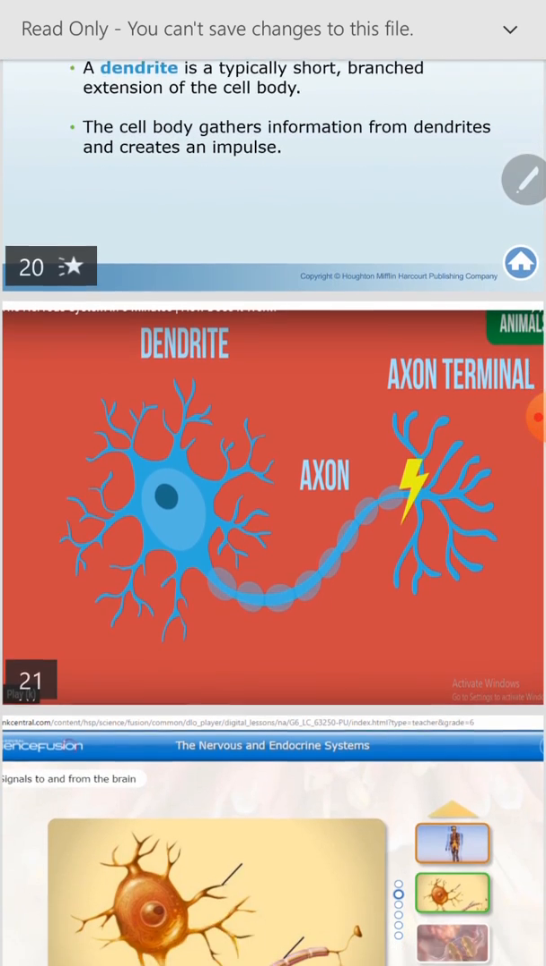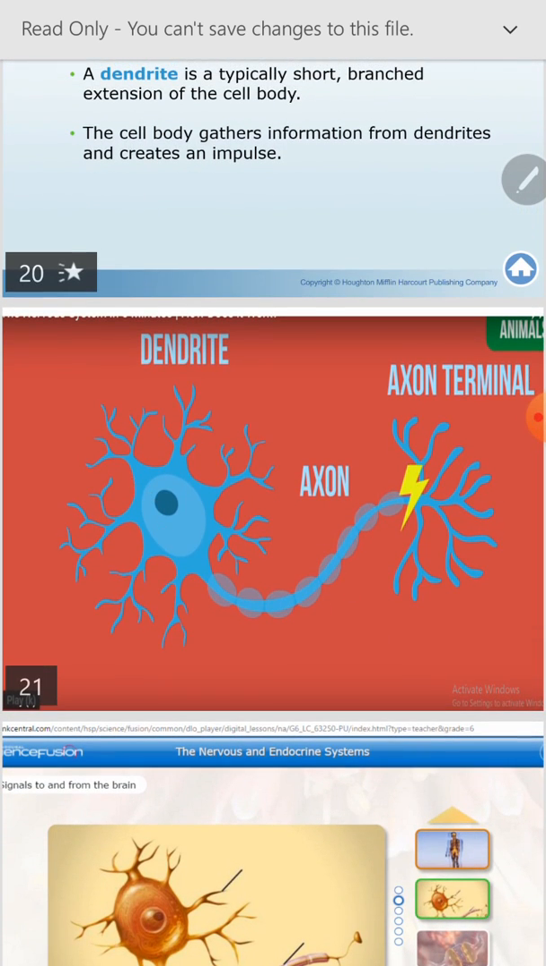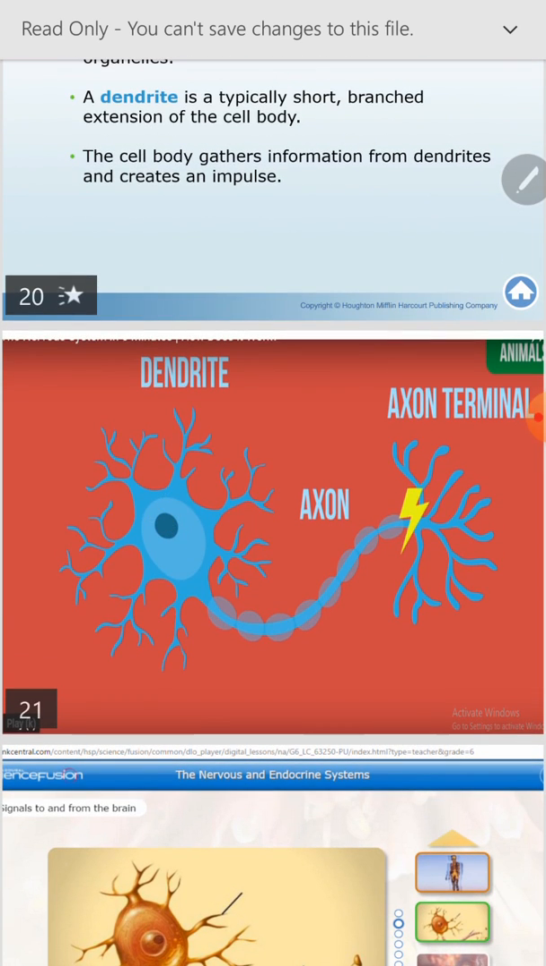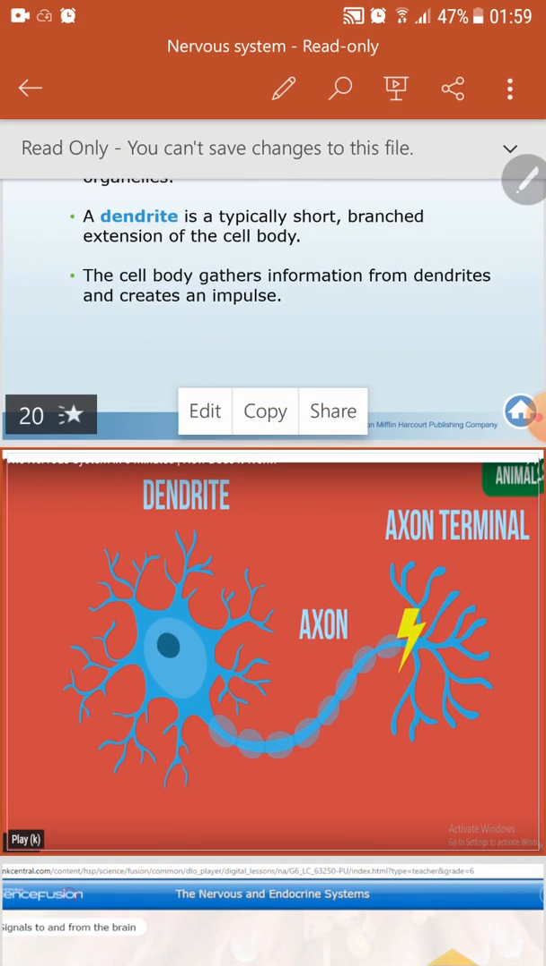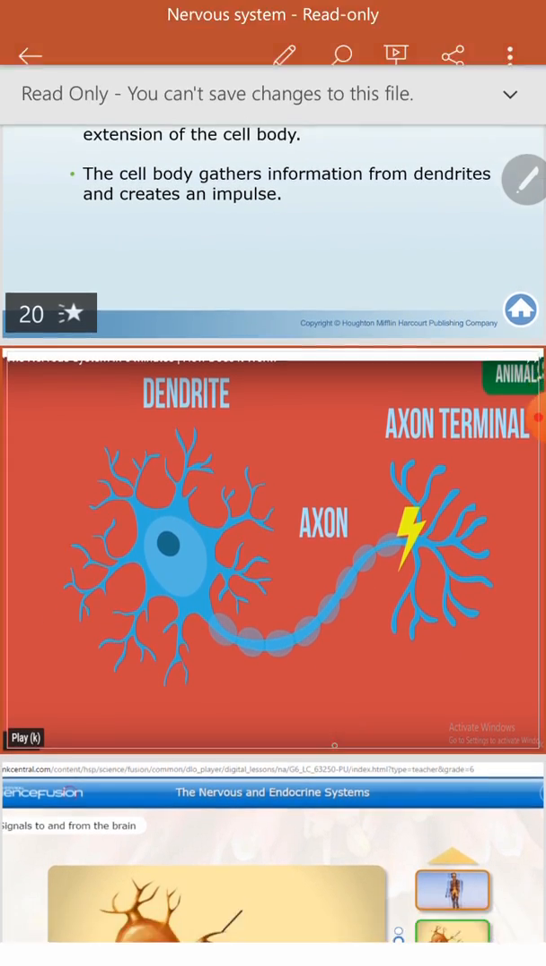So let's talk now about the structure of the neuron and how the impulse can move through the neuron. As what we said, the neuron is made of the cell body, which includes the nucleus and other organelles, the dendrites that are extensions, as what you see, then the axon, this long extension, then the axon terminals.